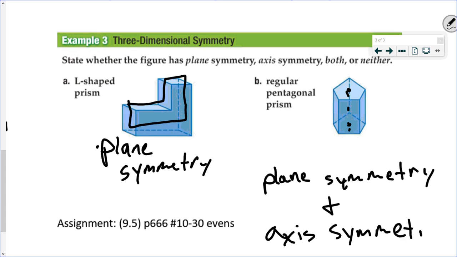And like I said, we're going to try to get some more hands-on examples in class of these figures on Friday.